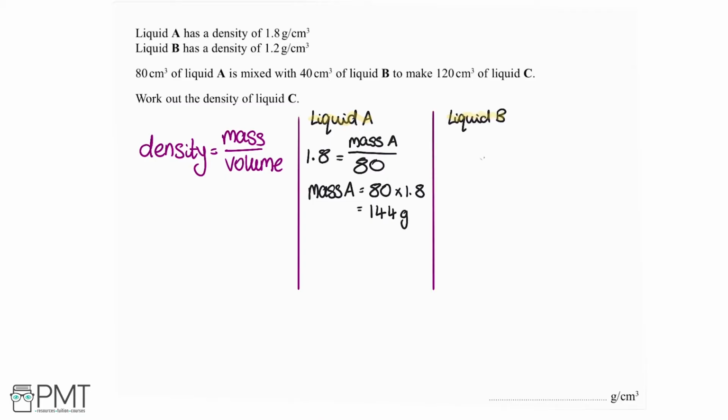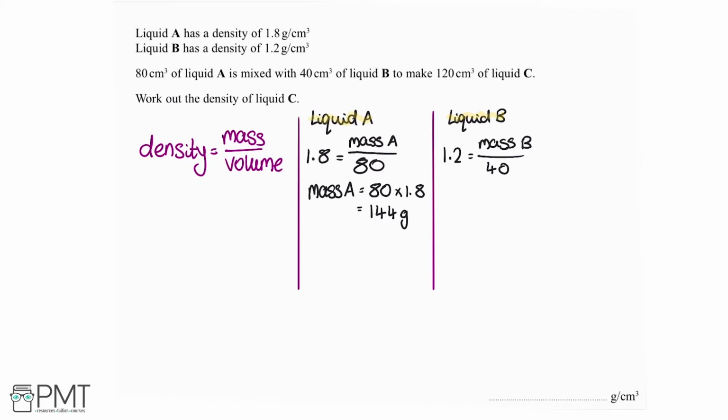Now we're going to do the exact same for liquid B. We're told that liquid B has a density of 1.2 grams per centimetre cubed. So popping it into our formula, we're going to have 1.2 equals, and then again the mass is the unknown part, so mass of B, divided by the volume. Again, to make up liquid C, we need 40 centimetres cubed of liquid B. So we're going to put 40 there.